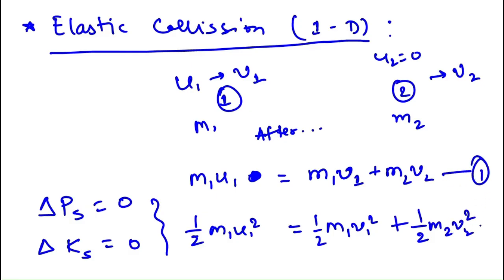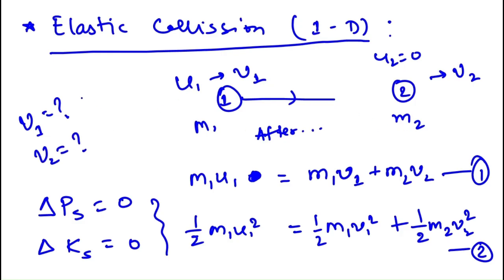Now we have two equations and two variables. Why am I saying two variables? Only because we are considering that we know the masses M1 and M2, and we know the initial velocity of the first body U1, and U2 is 0, that is known. So we have to find out what V1 is in terms of M1, M2, and U1, and what V2 is in terms of M1, M2, and V1. So we have to proceed further with these two equations. We have two equations, two variables. Obviously, we are going to solve them and get the expressions for V1 and V2.